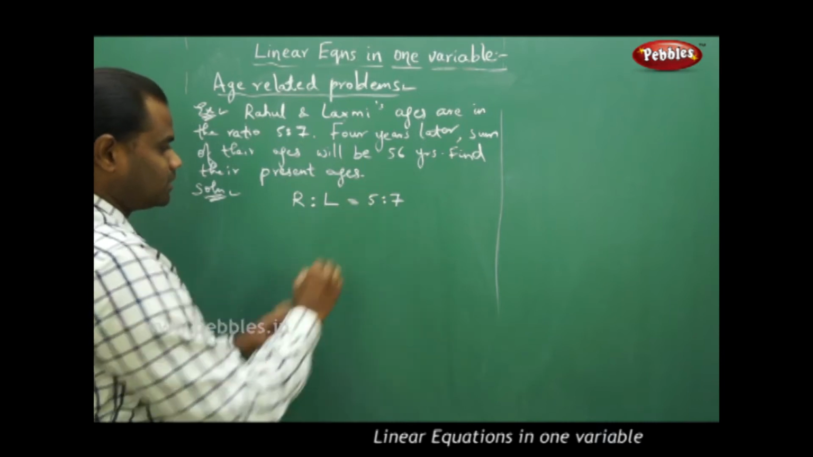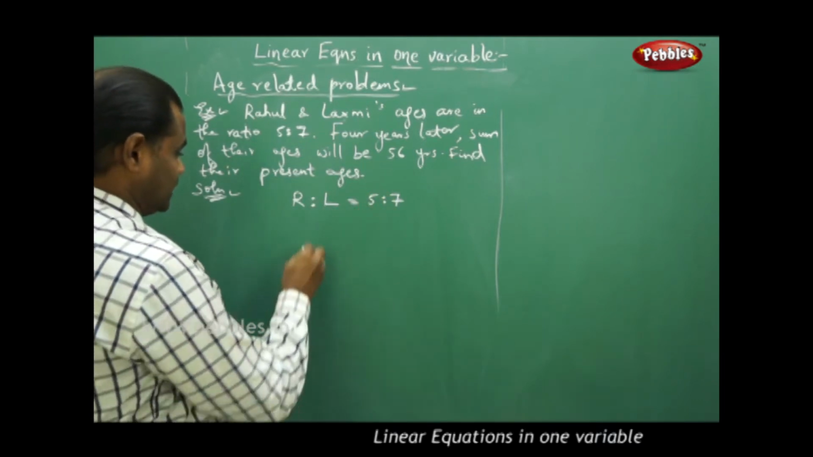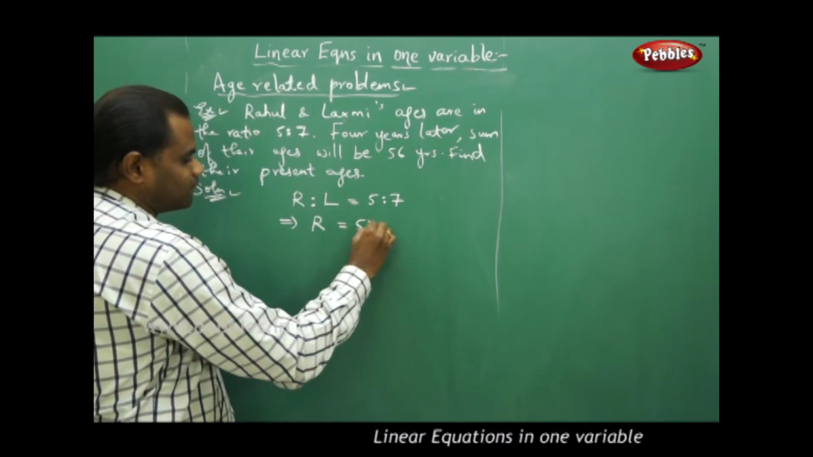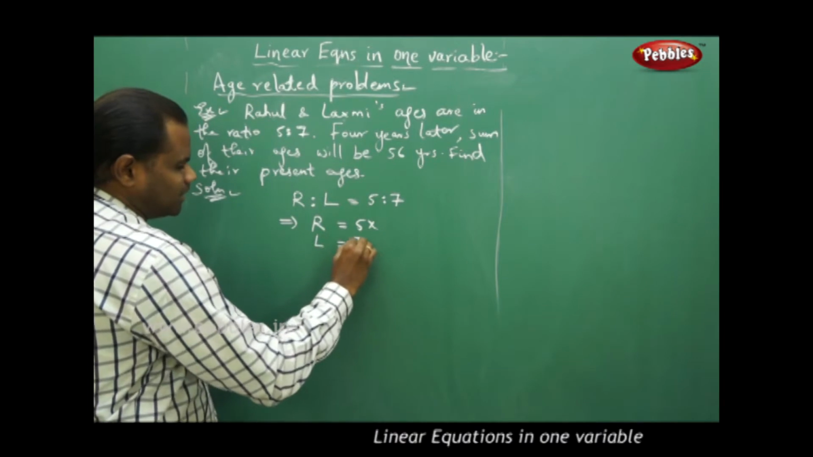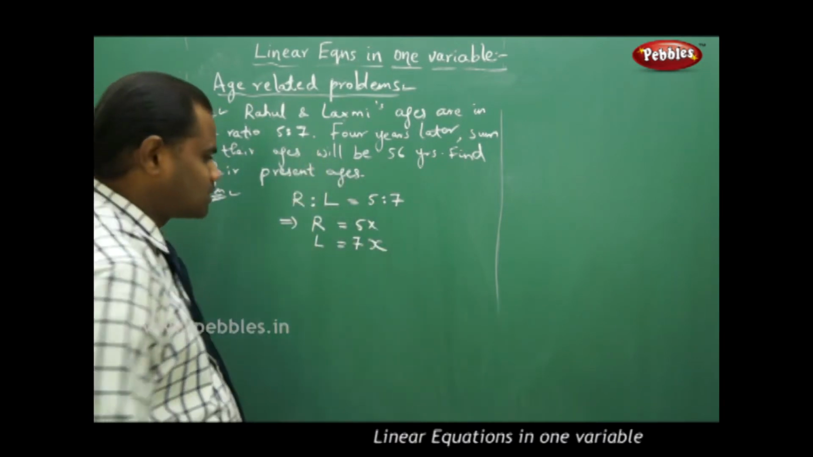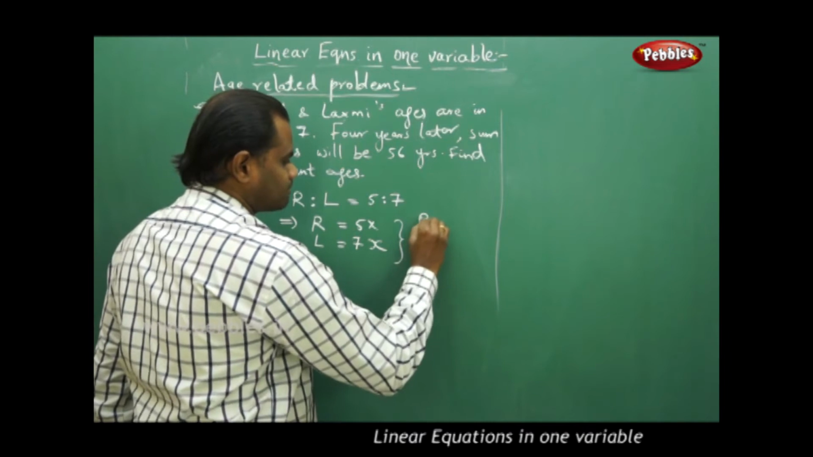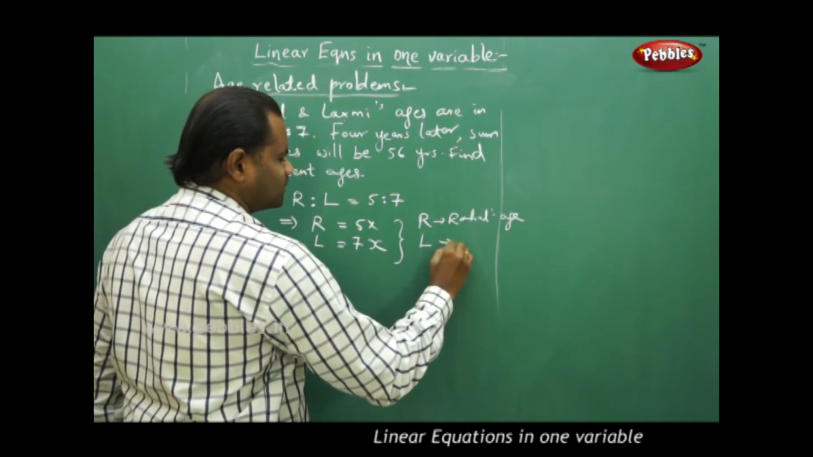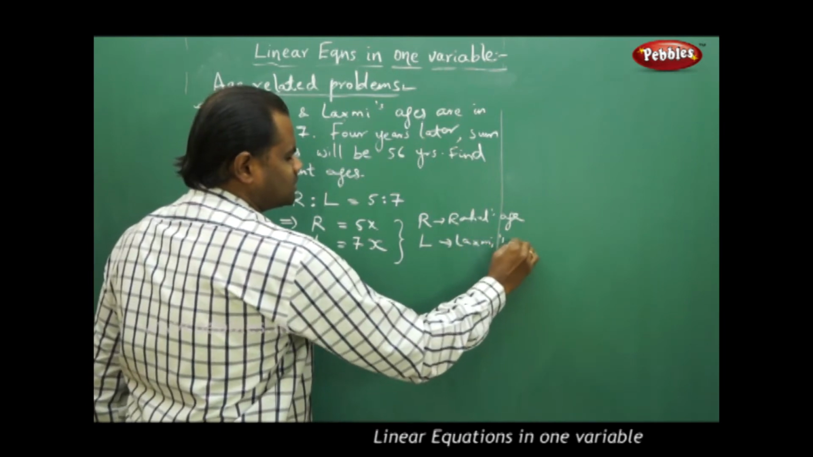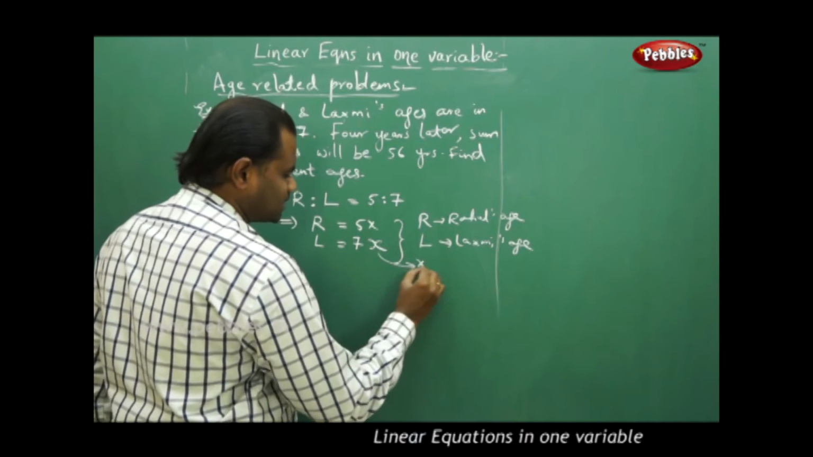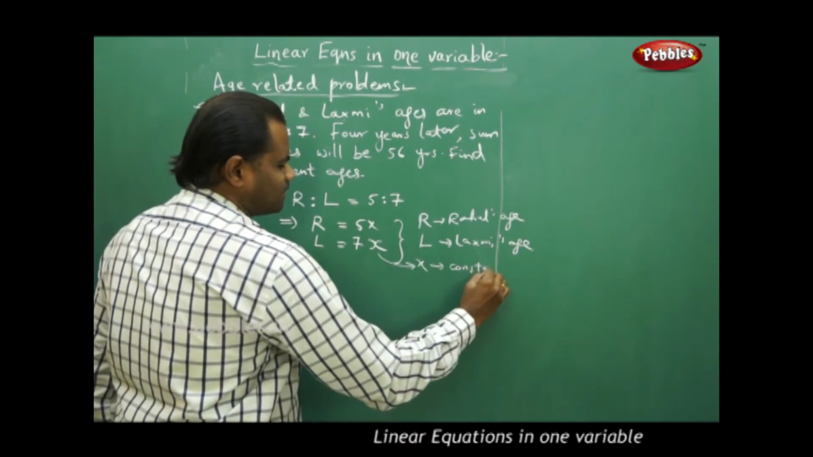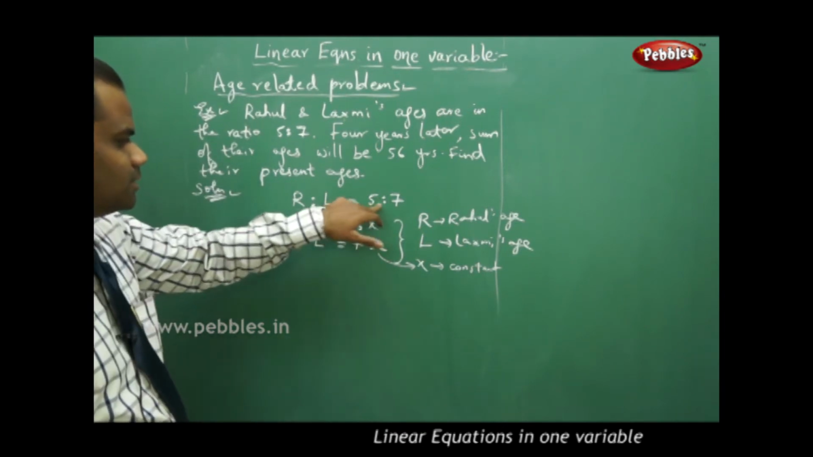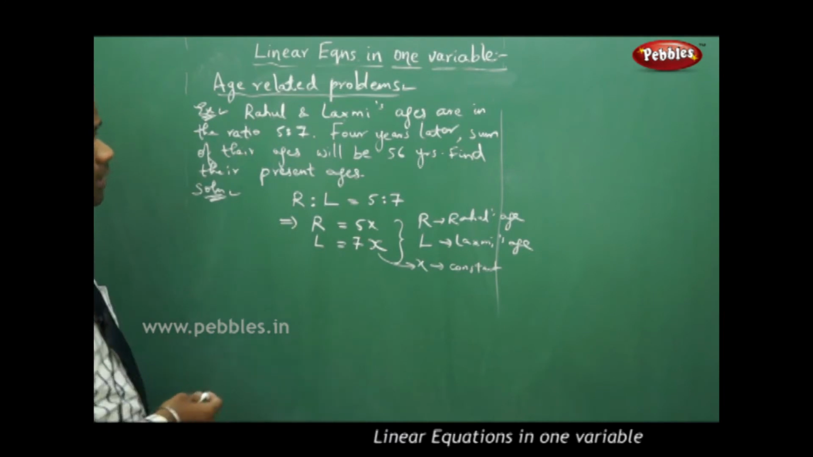So with their ratios being in the ratio 5:7, I understand that Rahul's age would be 5x and Lakshmi's age would be 7x, taking x as a constant. Now in this case, R is referred to Rahul's age and L is referred to Lakshmi's age, and here the x I have taken is a constant. Now with this consideration of R as 5x and L as 7x in the ratio of 5:7, there is one more condition which is given here.